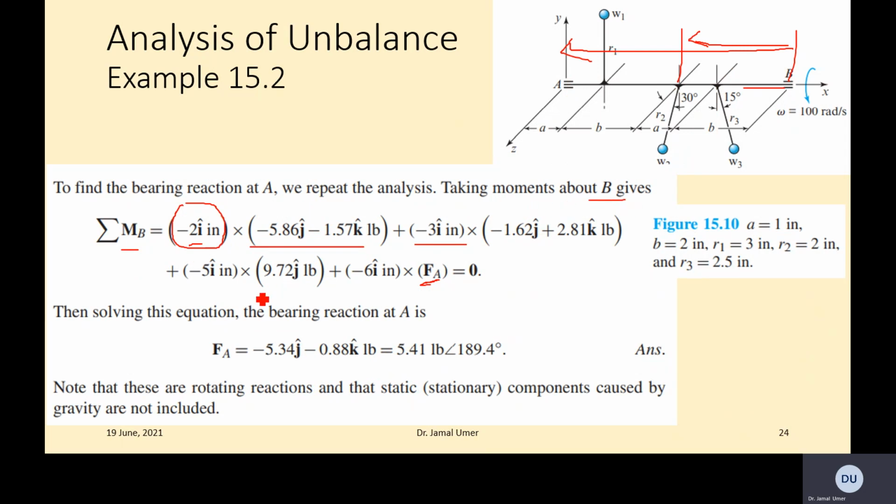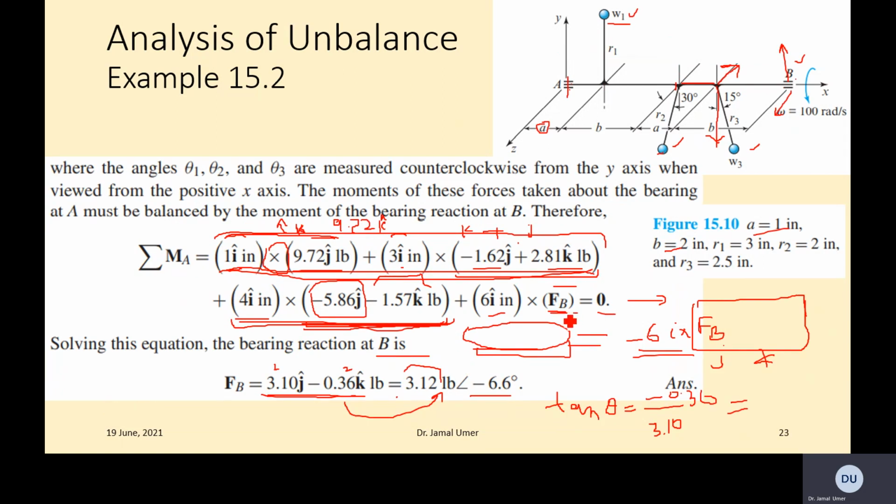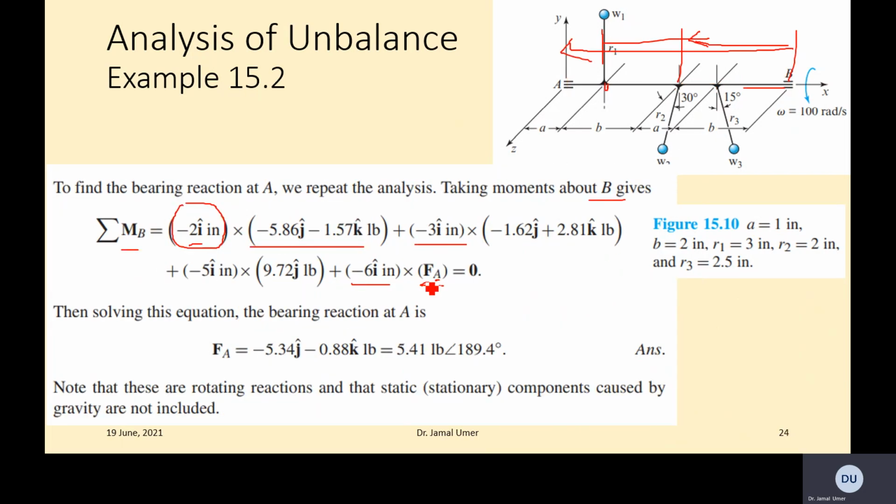Yeah. So this is 5 is distance for this one. This distance is 5 inch, and 6 inches for FA. So here the FA. Yeah, sorry. So FB is vector passing through this one, so that's why we don't need to take the contribution for FB when we take moment at B. So FA will be the one which is unknown. So same way as we have done for FB, you will work out for FA.